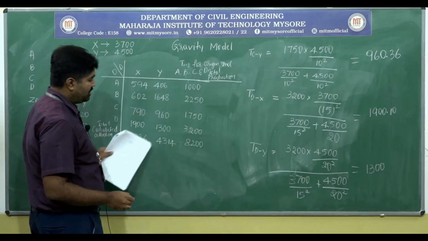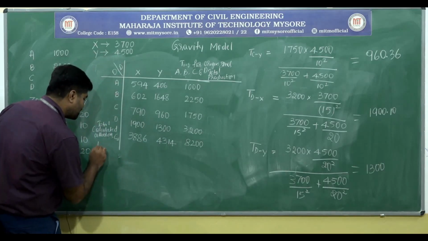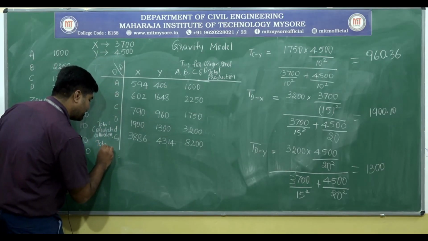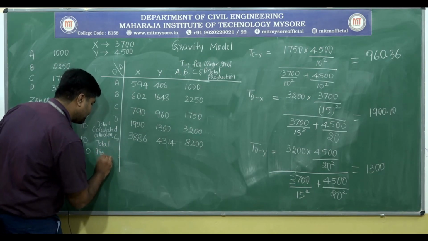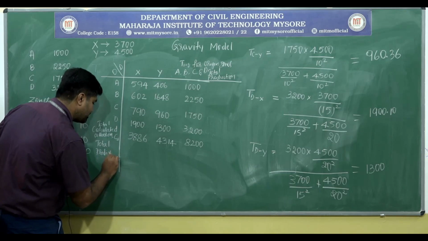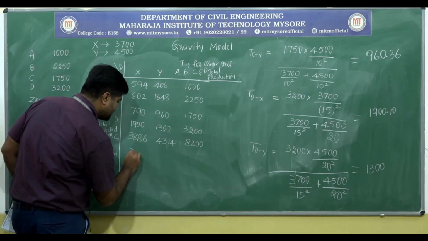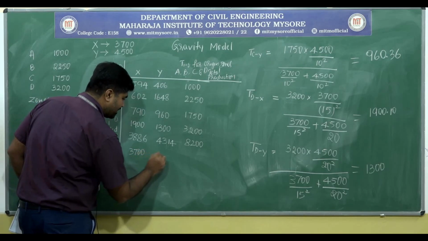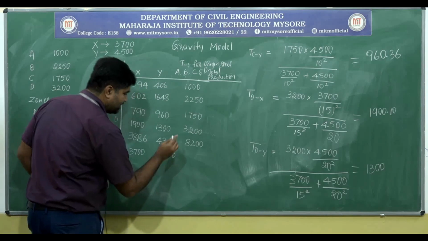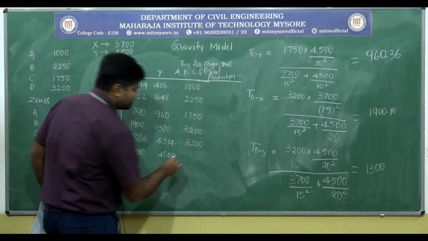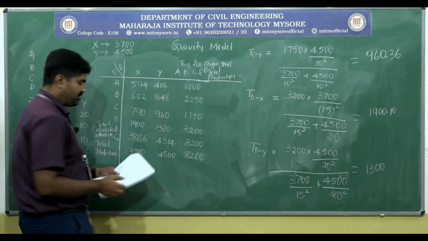If we add this column, this row, we will get 8200. Lastly, that is the total prediction that is given in the question. Okay, it is given in the question itself. What is the total prediction? Okay, it is 3700. Okay, for industrial estate Y it is 4500. If you add this row, we will get 8200.